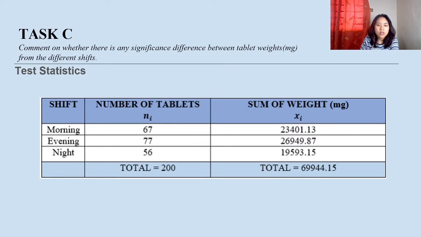Next, this is the table of data for group A. First, we have to find the number of tablets and sum of weights from each of the shifts, which are the morning, evening, and night. Then we calculate the total number of tablets and the total sum of weights. This data will be used to calculate all the values that we need in the ANOVA table.